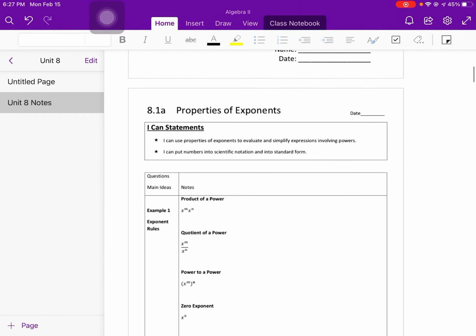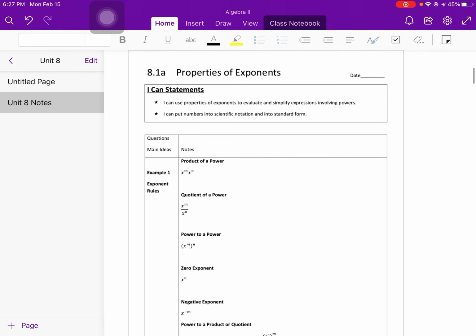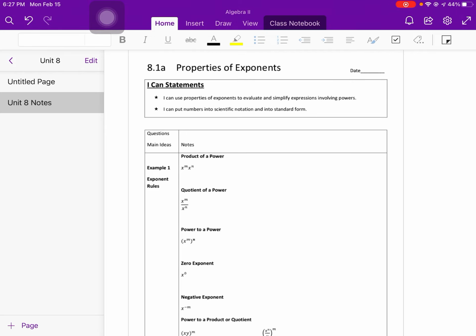Hey guys, welcome to the first lesson of Unit 8, which is Properties of Exponents. So pretty much all of the problems in here you're going to recognize because you've done a lot of this and you've looked at exponent rules back in Algebra 1. So hopefully the first lesson isn't too bad.